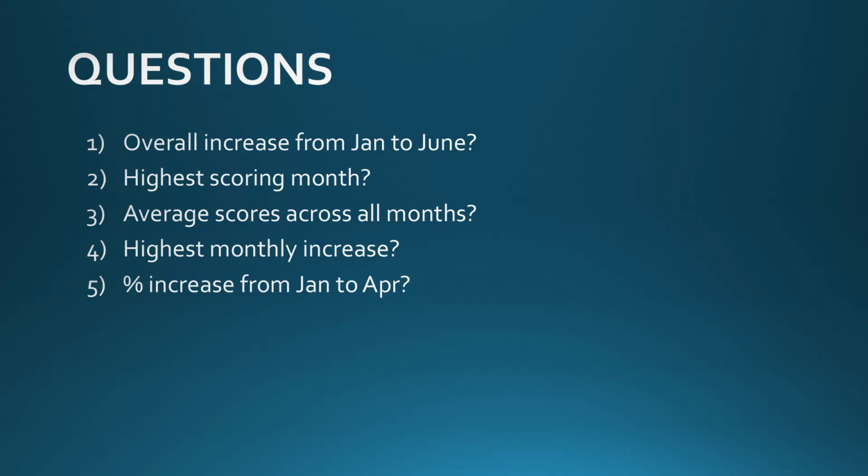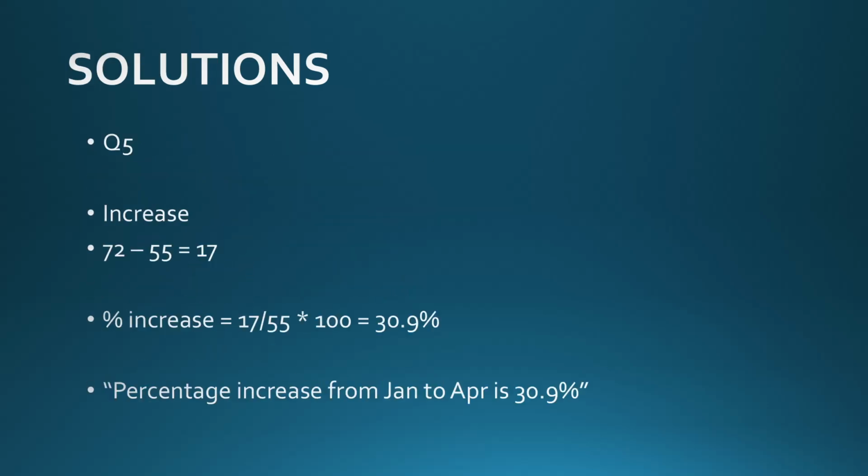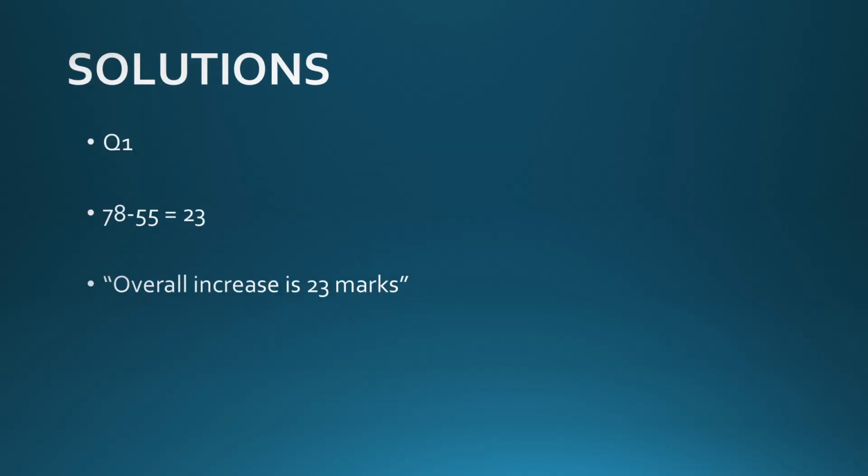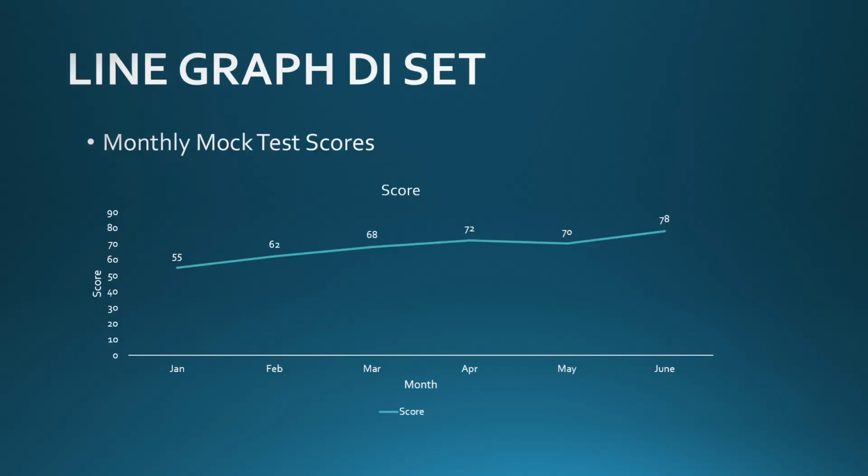Now let's look at our last set, which is the line graph DI set. The data here is monthly mock test scores across the months of January to June. So you see mostly it's an increasing line graph, except for one month from April to May it has decreased. Otherwise it has increased across all months. Focus on trends first before calculation.